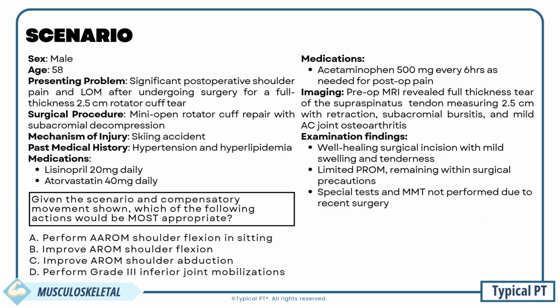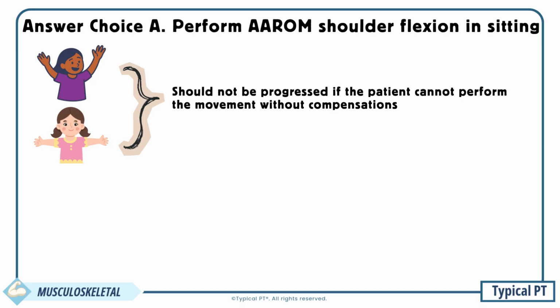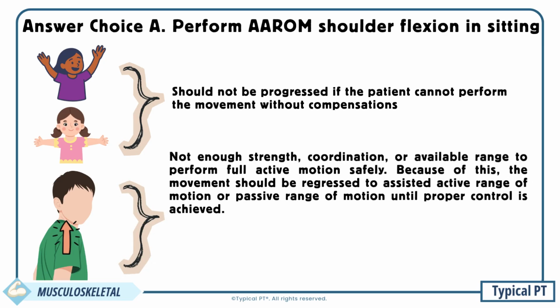Welcome back. The correct answer is A. Perform AAROM shoulder flexion in sitting. Answer choice A is correct because active shoulder flexion and abduction should not be progressed if the patient cannot perform the movement without compensations. In the image, the patient is hiking the shoulder during the movement, which means they do not yet have enough strength, coordination, or available range to perform full active motion safely.